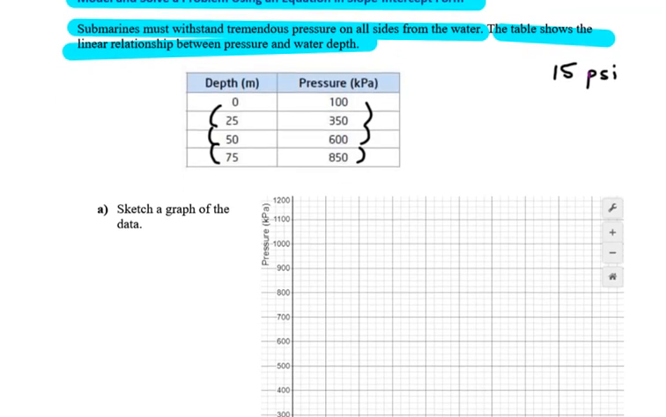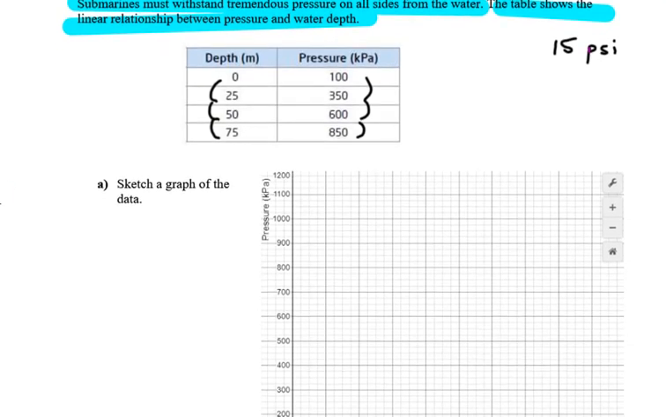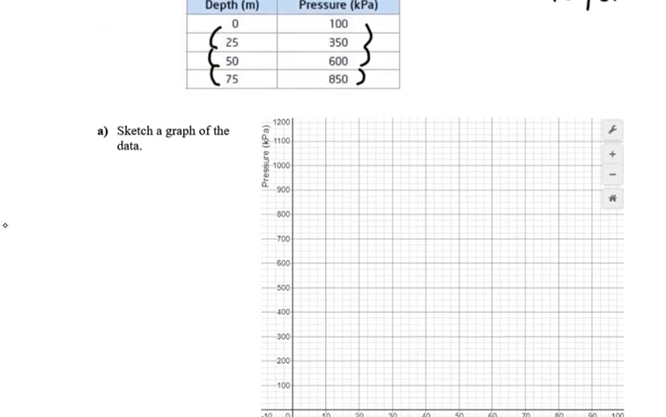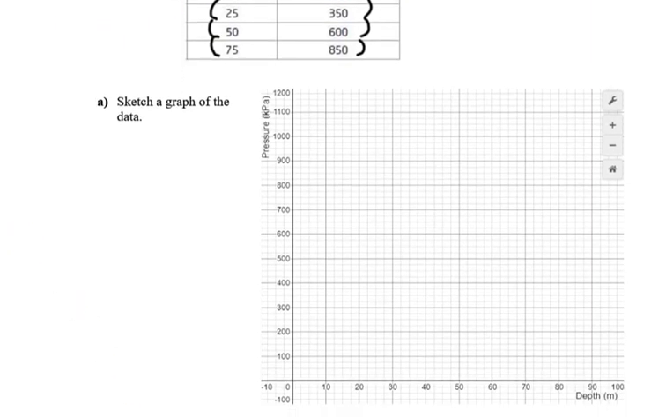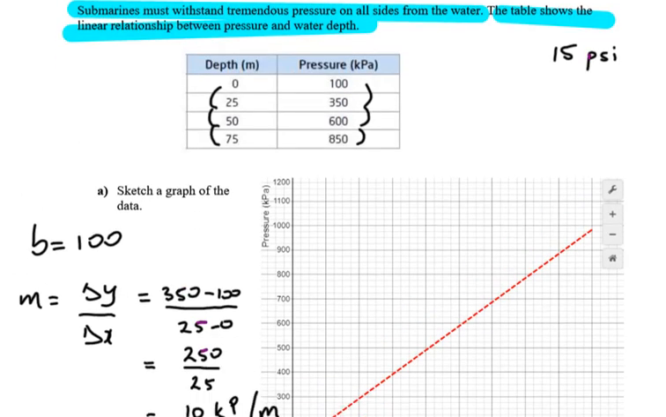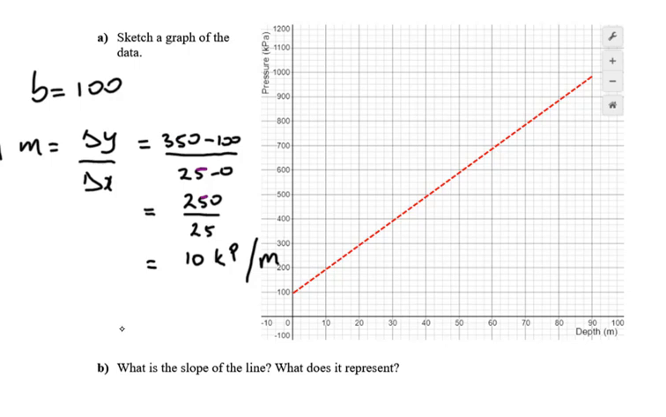Now, what I want you to do is pause the video and go through and plot these points on the graph. We've got depth on the horizontal axis and pressure on the vertical axis. I went through and plotted my points, and I got a line which looks like this. I plotted b equal to 100, so that's my y-intercept.